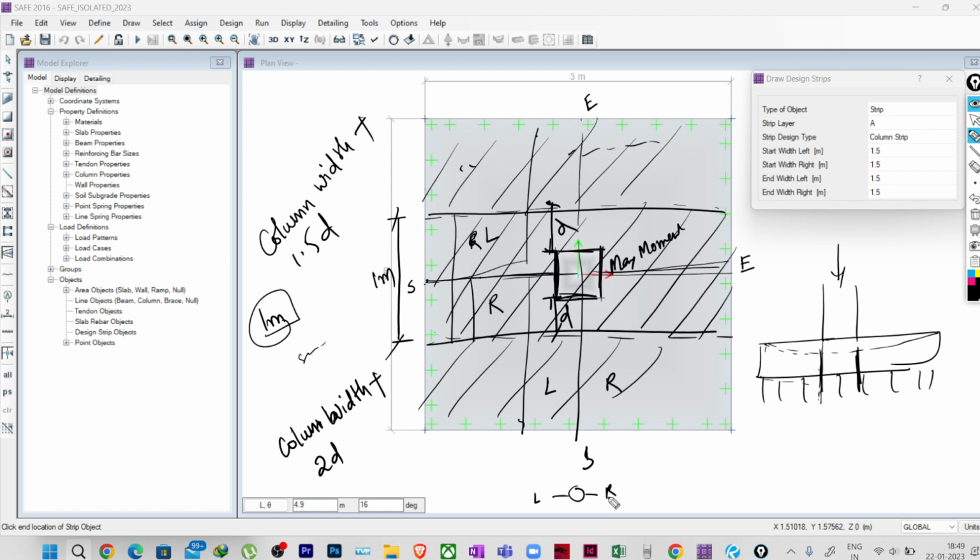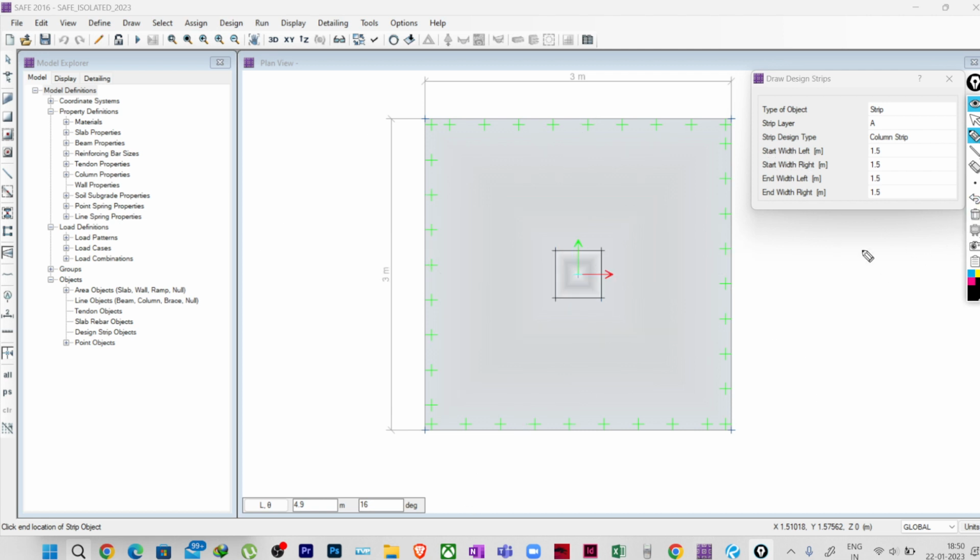Okay, right? So in this way you have to remember, because here if you see, start with left, start with right, that means at the start, at the left, what will be the width? So if it is 1 meter, it will be 0.5 meter, like this. Okay, now let us jump into our method.